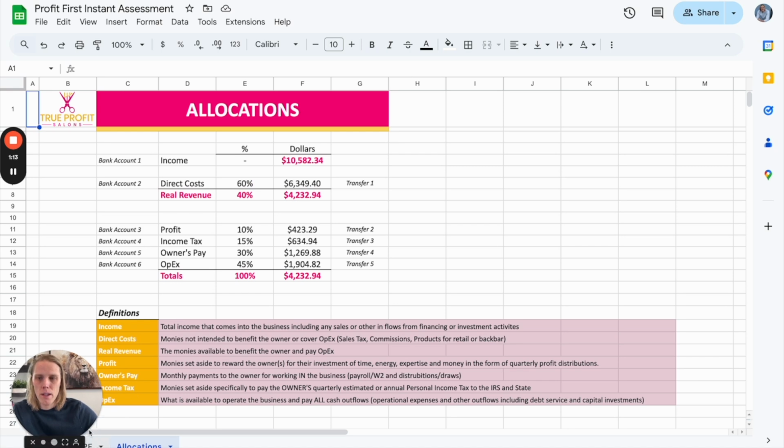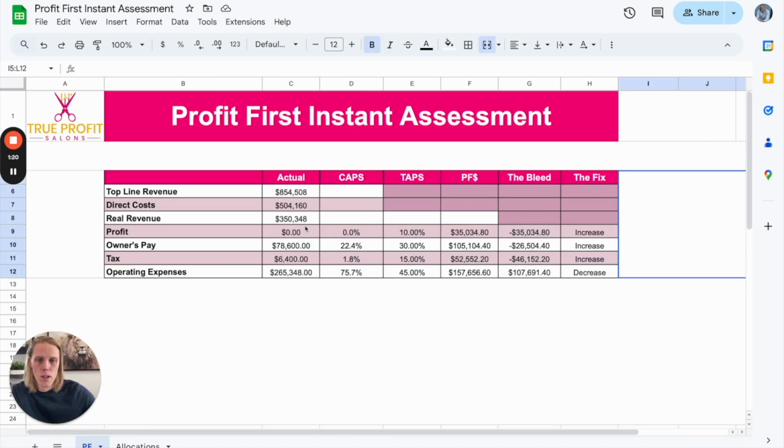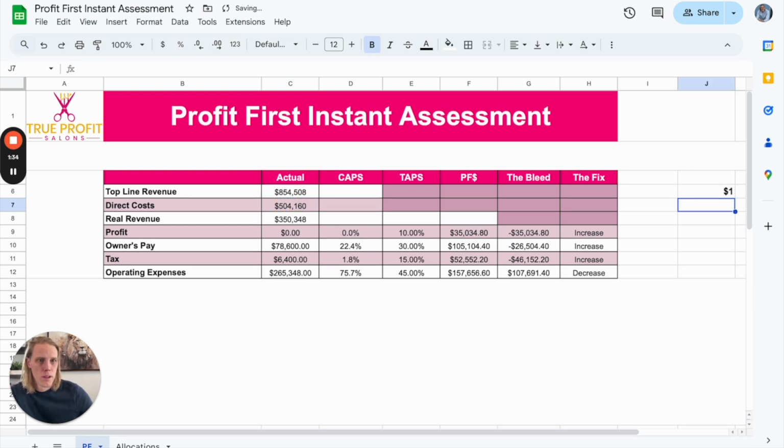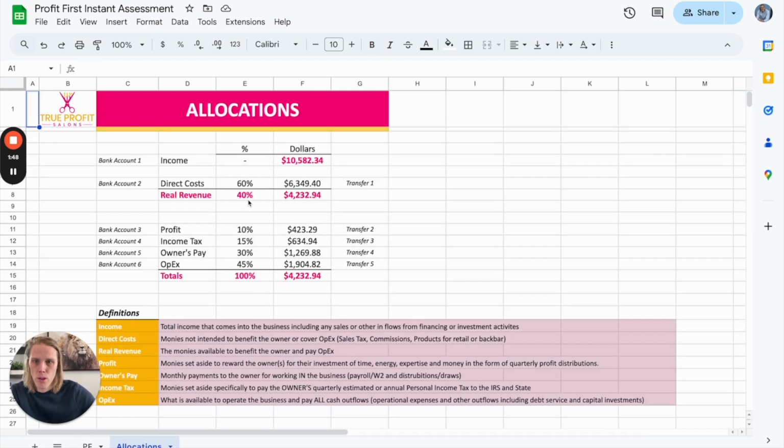So we can come back here and look at, recall, we have our direct cost percent. We didn't actually calculate this last time, but we can do that very quickly right now. Just by taking that direct costs over our top line revenue, we can see exactly 59% of our top line revenue is going to those direct costs. Again, with a salon, that is people and products. So slight adjustment here. That's just going to be 59% for us, which leaves 41% for real revenue. And that's what we want to split down here.